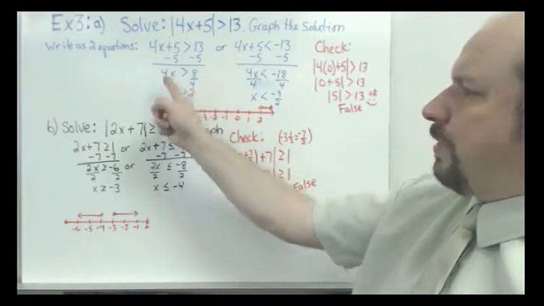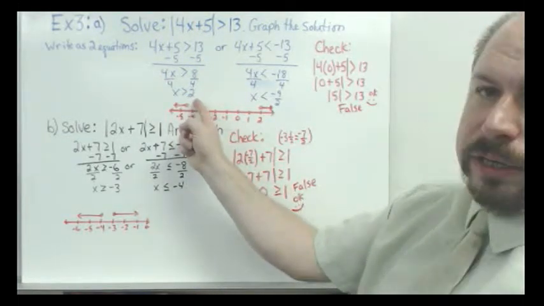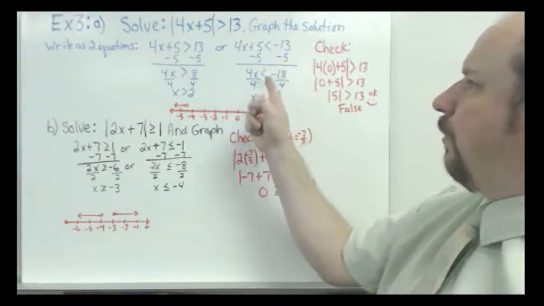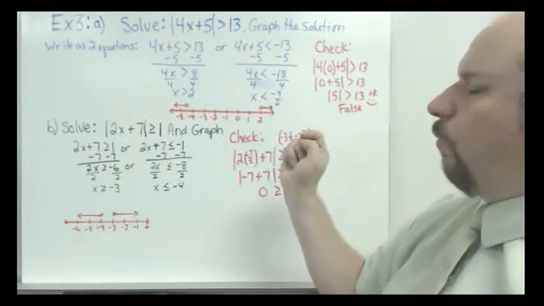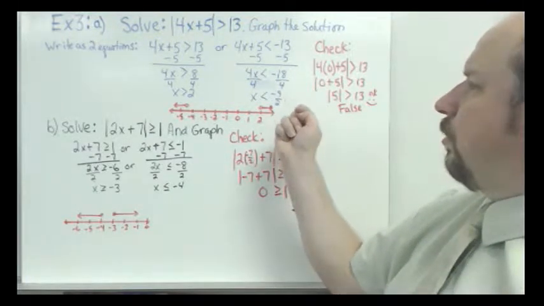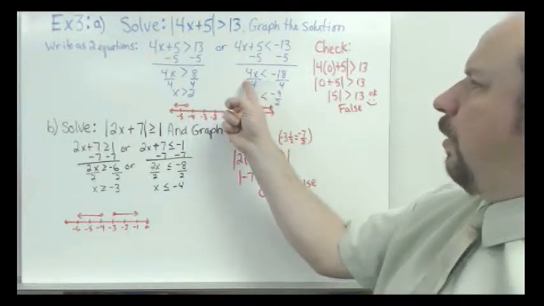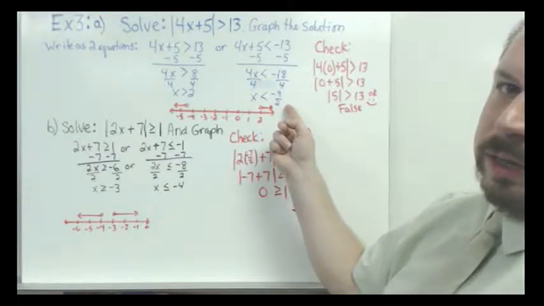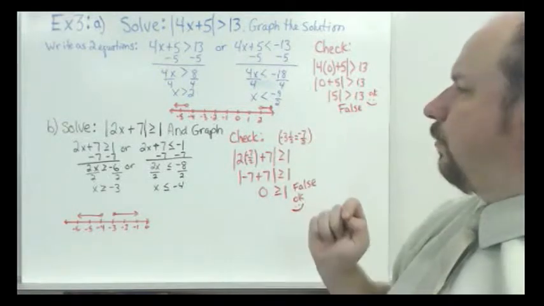Subtracting 5 from both sides, we get 4x is greater than 8. Dividing both sides by 4, we get x is greater than 2. And on the other side, if we subtract 5, we get 4x is less than -18. Now if we divide both sides by 4, we get x is less than -18 fourths, and we can reduce that to -9 halves.